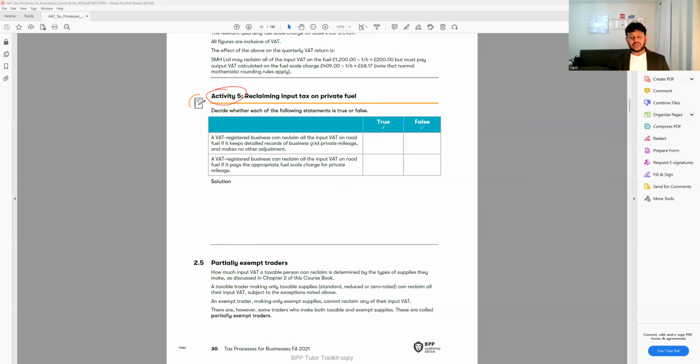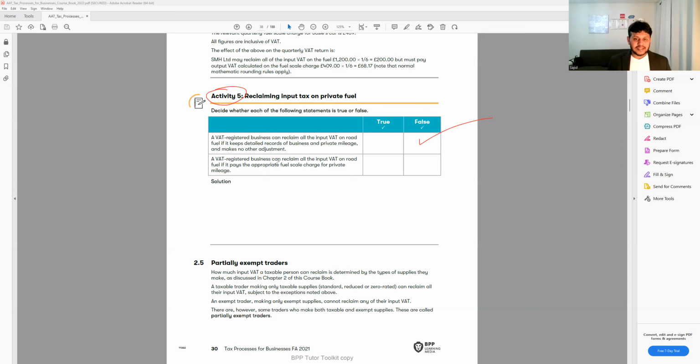So if you keep the record of how much is private and how much is business, can you claim all the VAT you paid? Is it true or false? Here, the answer is clearly false, isn't it? Because if I keep a record, I can only claim the business portion, not the private. Be very careful with that. Even the question tries to confuse you, like, if you keep a record, you can claim all the VAT. No, if you keep a record, you can only claim the business portion, not the private.